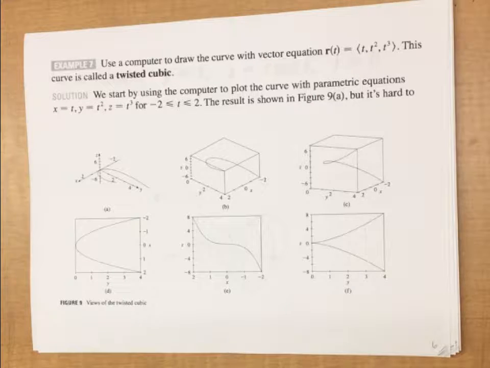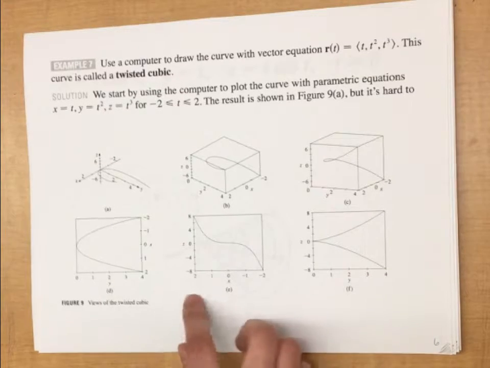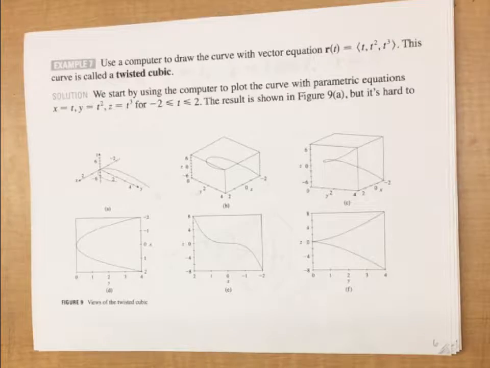And then part C shows the result of rotating the box to give another viewpoint. Parts D, E, and F show the views we get when we look directly at the face of the box. In particular, part D shows the view from directly above the box. It's the projection of the curve on the xy plane, which is the parabola y equals x squared. And then part E shows the projection on the xz plane, which is the cubic curve z equals x cubed.